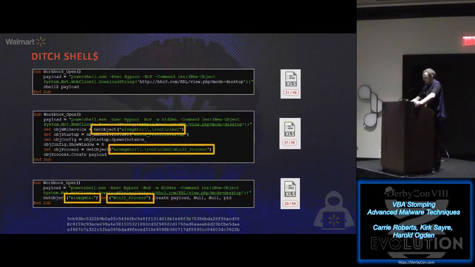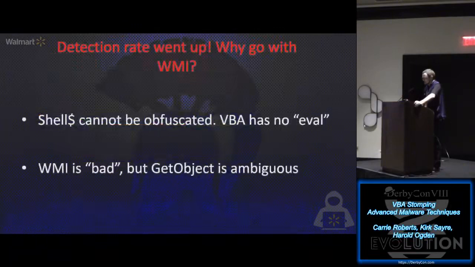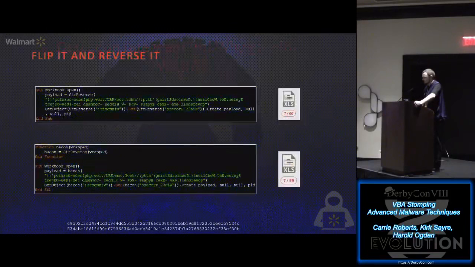However, these are the things that are being targeted by signatures that are out there today. The antivirus companies are looking for these to say these are bad documents. This is bad VBA. These are things that we want to block coming into an environment. So WMI is bad, but the GetObject we're using to create that WMI is ambiguous. It's not necessarily bad by itself. It's just those strings like winmgmts and other common strings.